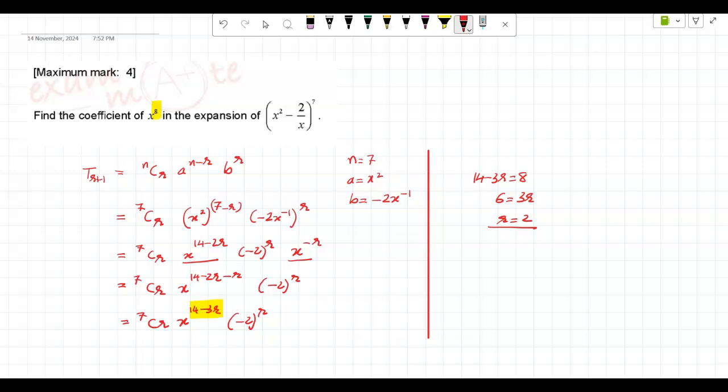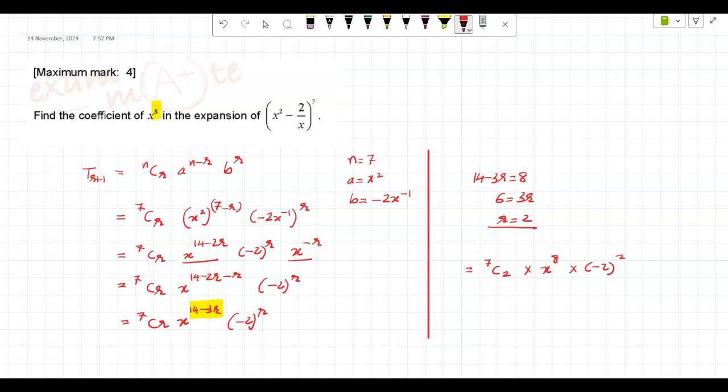Sir, simply tell me now, how do I do nCr on the calculator? Go to probability, then combination. So you can do it without calculator too. 7C2, three 2s are 6, and x raised to 8.